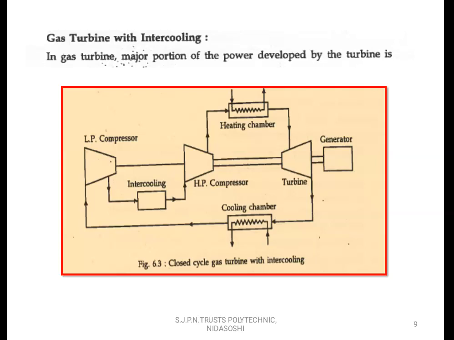And again from the HP compressor, the remaining schematic diagram is the same as a closed cycle gas turbine. The heating chamber is there: HP compressor to heating chamber, turbine, generator, cooling chamber. Again from the cooling chamber, the air is passed to the low pressure compressor. That means here we are using a two-stage compressor, and in between the two stages, one intercooler is used. So this is the outline diagram.